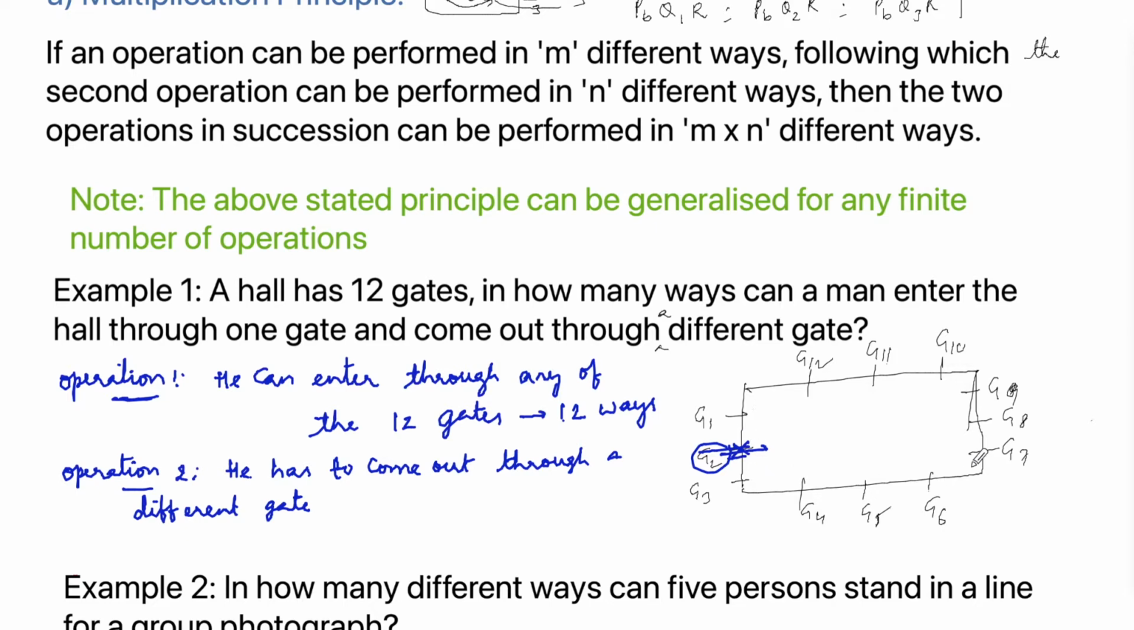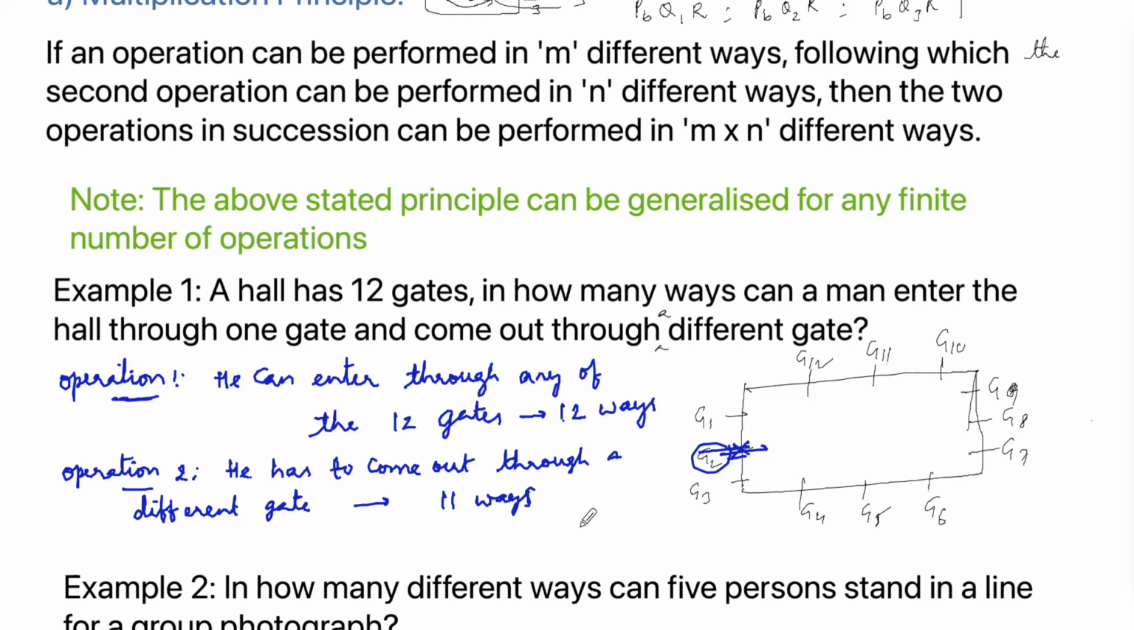Now how many possibilities are there? 11 possibilities. So he has to come out through a different gate, which can be done in 11 ways. If one gate is already selected for entering, then the remaining 11 gates are possible for him to exit.